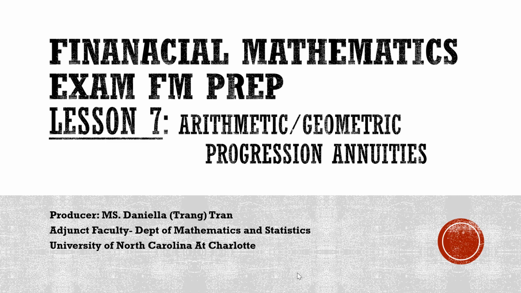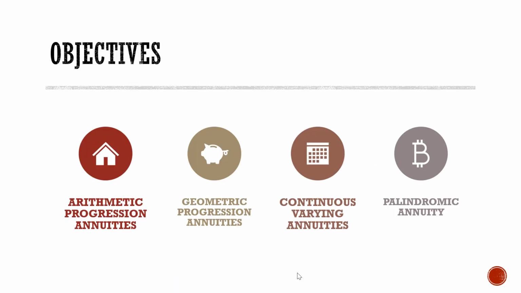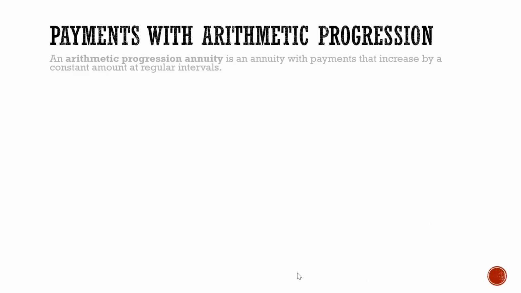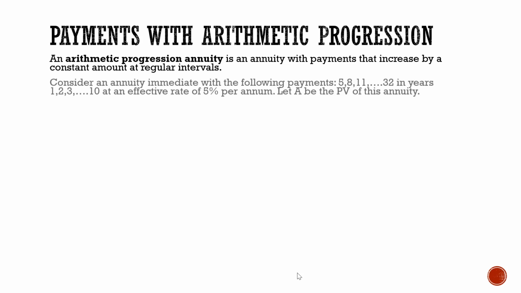And this is my last lesson in the series of annuities. So today first I'm going to introduce arithmetic progression annuities, then geometric progression annuity, continuous variant annuities, and palindromic annuity. So let's start off with arithmetic progression annuity. An arithmetic progression annuity is an annuity with payments that increase by a constant amount at regular intervals.